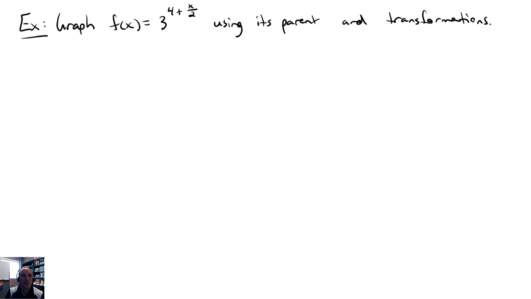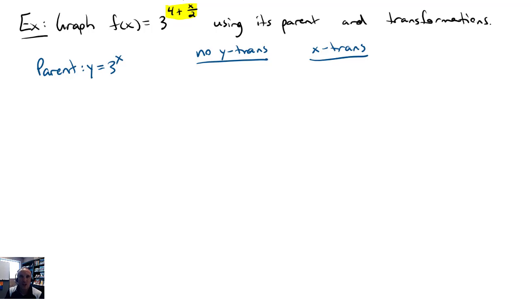So we want to identify the parent, which in this case would be y equals 3 to the x. And then everything here is happening to x. There's nothing happening outside of the 3 to the power. So there are no y transformations. As for the x transformations, the operations we see happening to x are dividing by 2 to x and then adding 4, in that order.